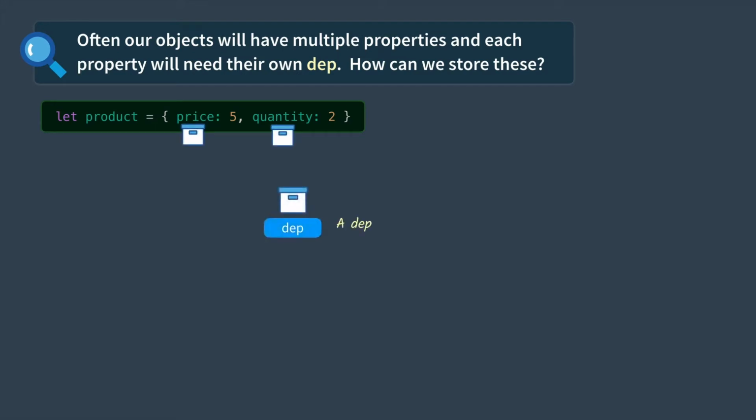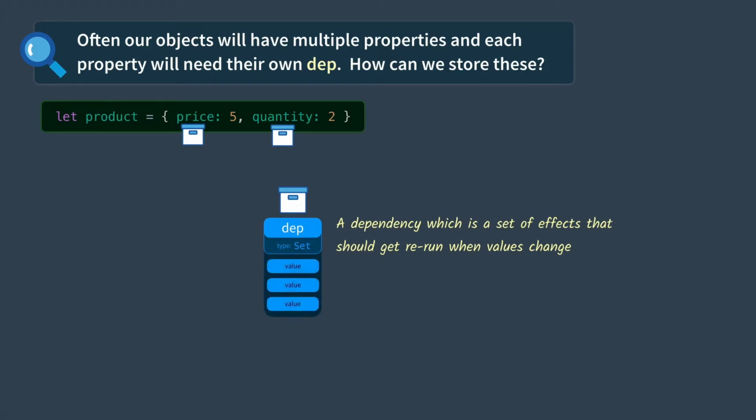A dep is basically a dependency, which is a set of effects that should get rerun when values change. As we saw, it's of type Set. Each value in the set is simply an effect that we need to rerun, like our anonymous function, calculating total.